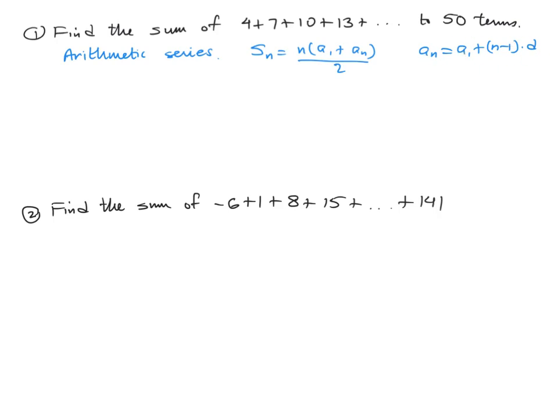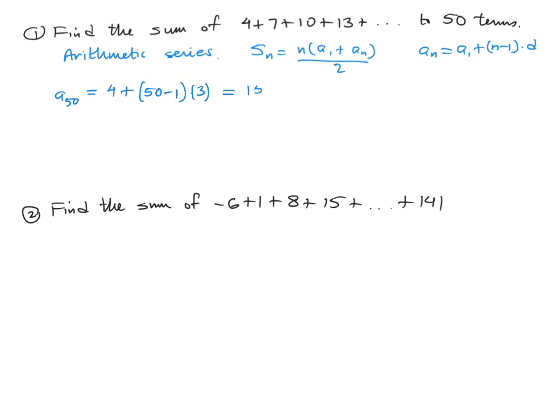Well, I know a1 is the first term. I know in this case I want the 50th term, so n is going to be 50. And d is the common difference. What are we adding each time? We're adding 3. So a sub 50, which is the one we want, is a1, which was 4, plus 50 minus 1 times d, which was 3. So when I simplify that, it's 4 plus 49 times 3.